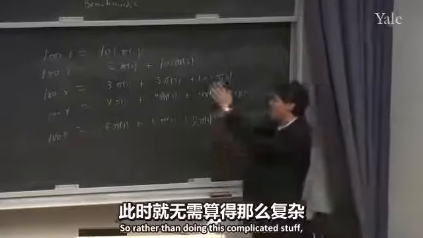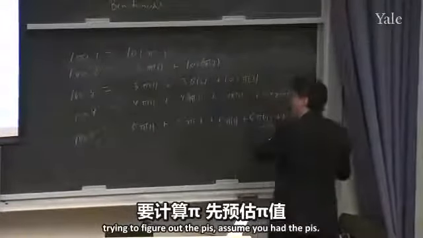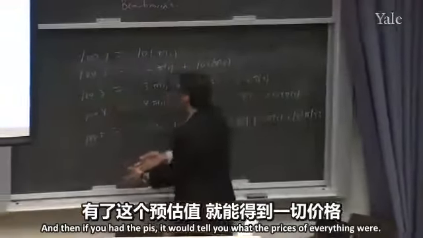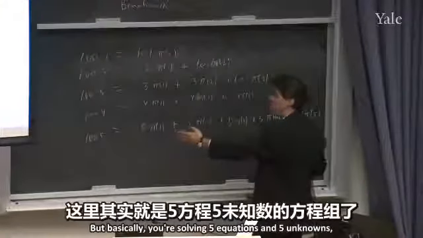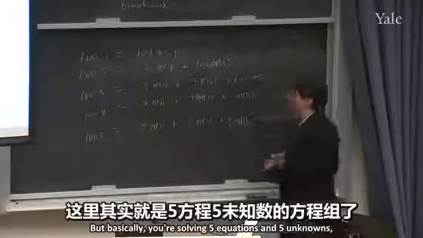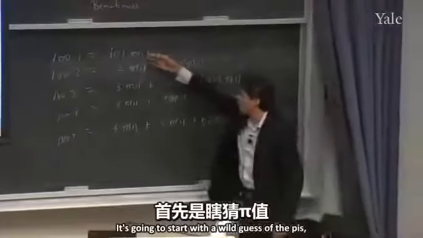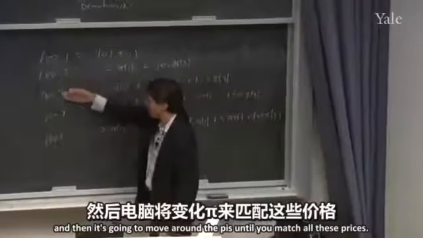So rather than doing this complicated stuff trying to figure out the pi's, assume you had the pi's, and then if you had the pi's, it would tell you what the prices of everything were. So if you guessed the wrong pi's, you'd get the wrong prices. But basically you're solving 5 equations and 5 unknowns, and that's what Excel is so good at. It's going to start with a wild guess of the pi's, and then it's going to move around the pi's until you match all these prices.